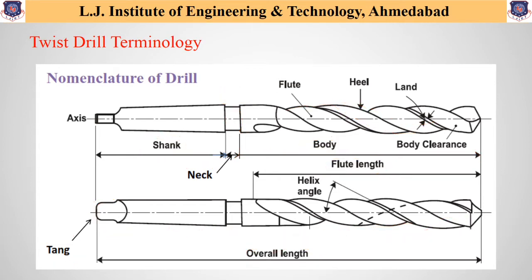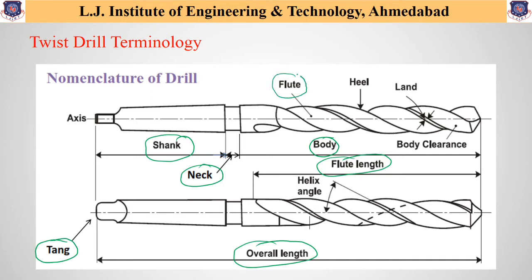So up to now we have discussed simple basic parameters: the shank, neck, body, flute length, overall length and tang. Now we will discuss other parameters that are shown in this figure. First of all, let us understand what the flute is.